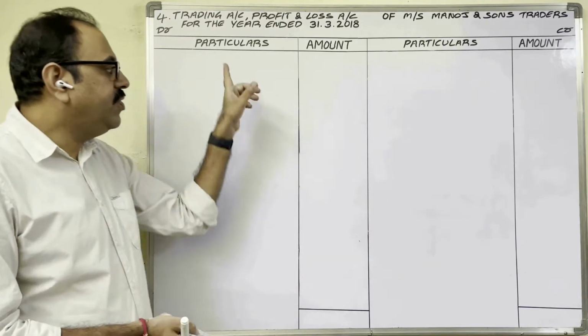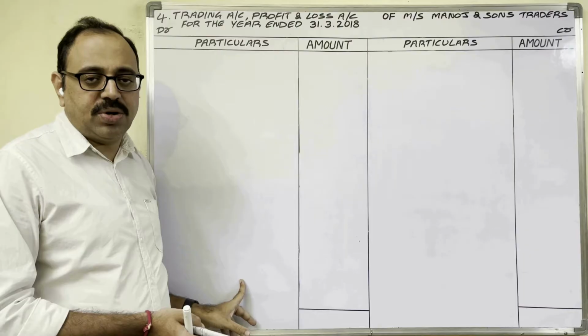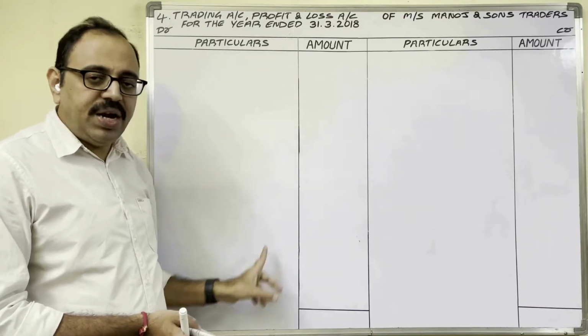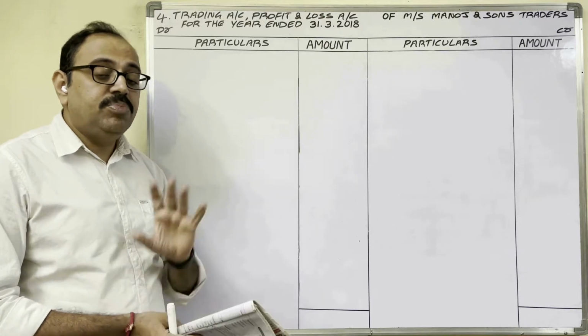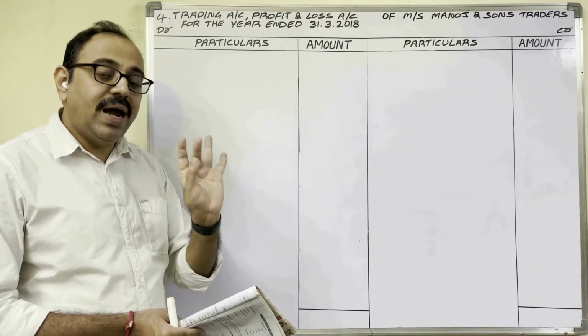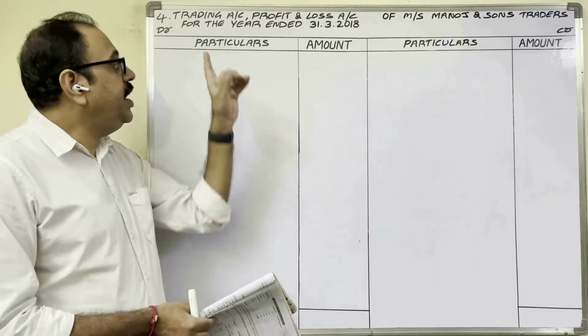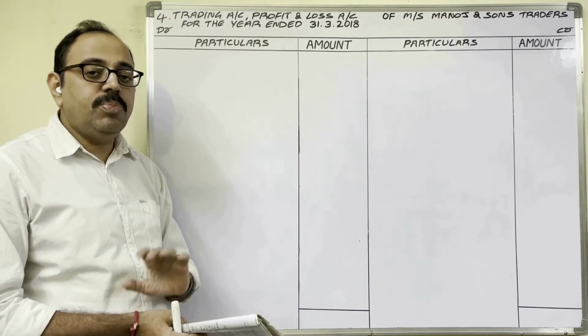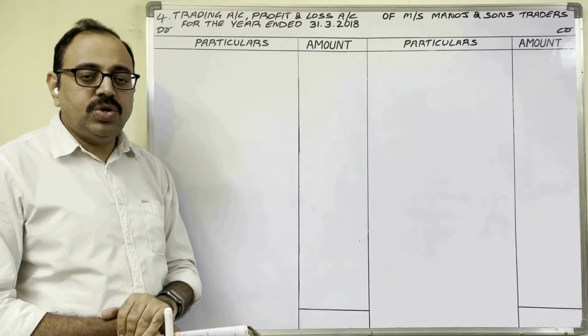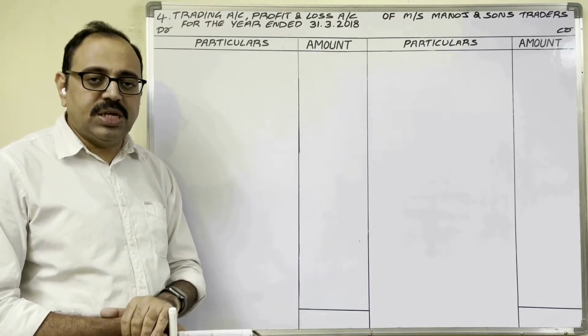First we have to prepare the trading account and profit and loss account. These two we prepare in one table. These two are accounts. Accounts are of three types: personal accounts, real accounts and nominal accounts. Trading account and profit and loss account, we prepare these two accounts to know the profitability. So to know the profit or loss in this business.